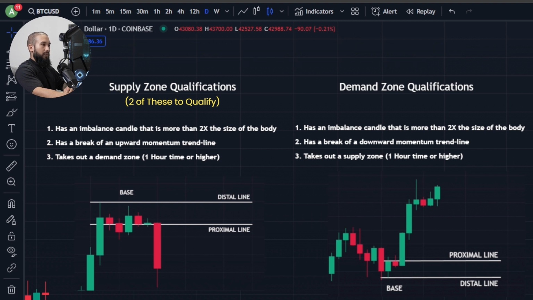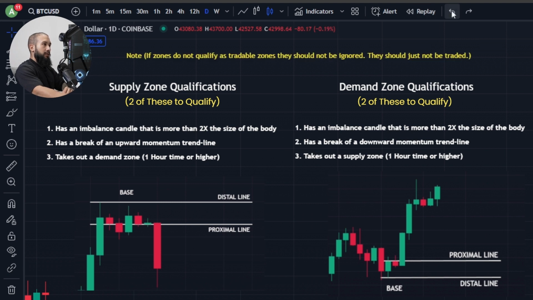Now for our demand zone qualifications, we also need to meet 2 out of 3 of these to qualify it. The first is also that it needs to have an imbalanced candlestick that is more than twice the size of the zone's body. Second, we want it to break a downward momentum trend line. And third, we want it to take out a previous supply zone on the 1-hour time frame or higher.